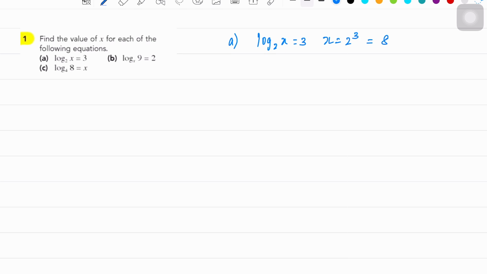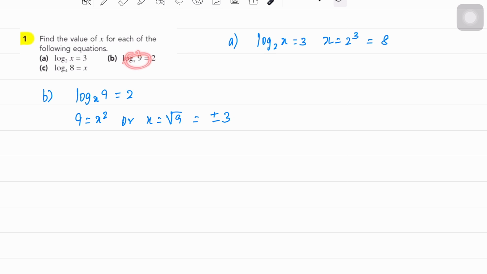Now let's do B. Log base x of 9 equals 2, which means 9 equals x square, or x equals square root of 9, which is equal to plus 3 or negative 3. Now we have to carefully look at this. x cannot be negative 3 because x is the base of this logarithmic equation. Log to the base x of 9, therefore x cannot be negative.